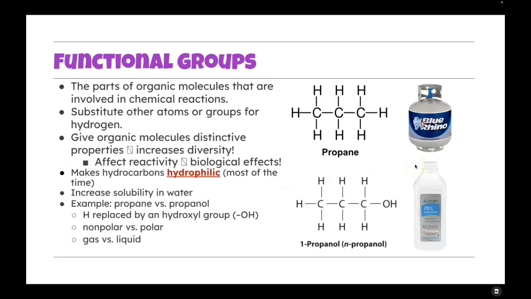All right, so let's get into functional groups. In AP Bio, we're going to have to focus a lot on functional groups. Basically you have a hydroxyl, a carboxyl, an amino, and a phosphate. The parts of organic molecules that are involved in chemical reactions are called functional groups. If you substitute other atoms or groups for hydrogen, it gives organic molecules distinctive properties.